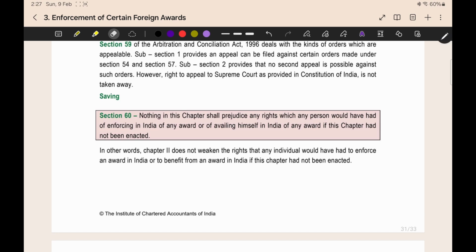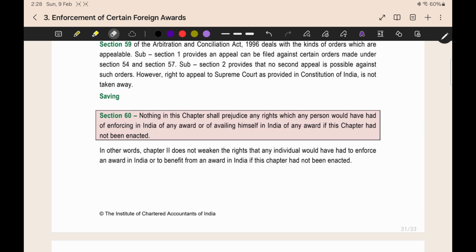This is the last section of the Geneva Convention Awards, saving. Nothing in this chapter shall prejudice any rights which a person would have had of enforcing in India of any award or of availing himself of, if this chapter had not been enacted. Some parties will have certain rights before the commencement of this act. By commencement of this act, those rights are not affected. That is given in this section. This is not so important, but I am reading this once for your clarity. This is the end of the Geneva Convention.